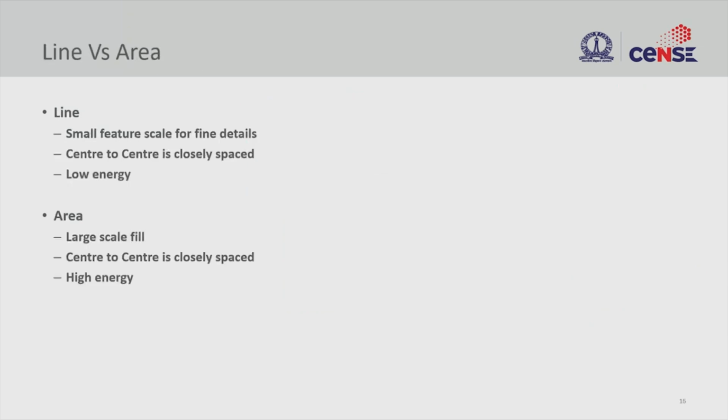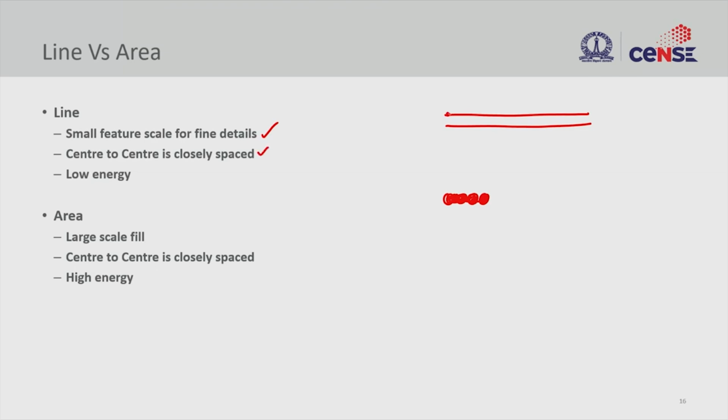And there are two ways of scanning as well. There is line scan and area scan. Line scan writes very fine lines, right? Area scan writes pretty large areas. It will normally write very large areas with large currents, right? So if you want very fine features, you use line scan, and the center to center.